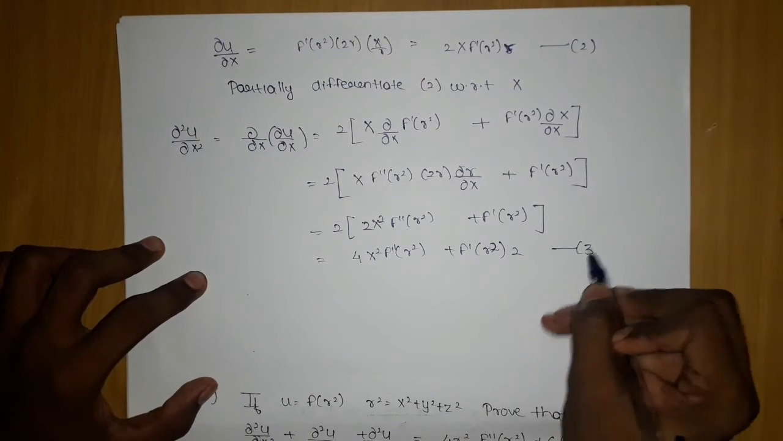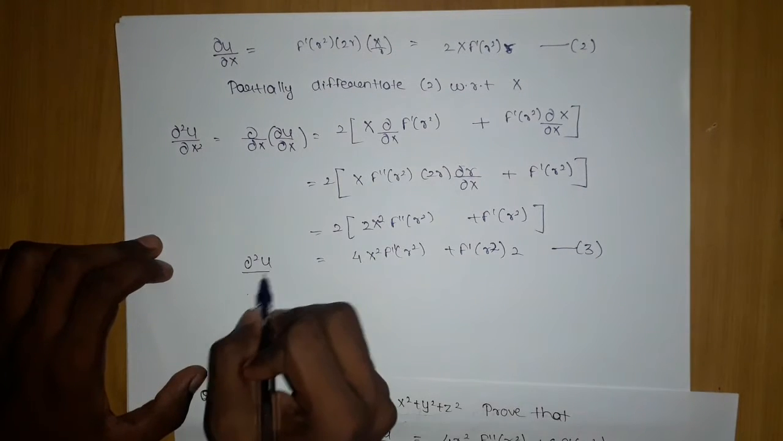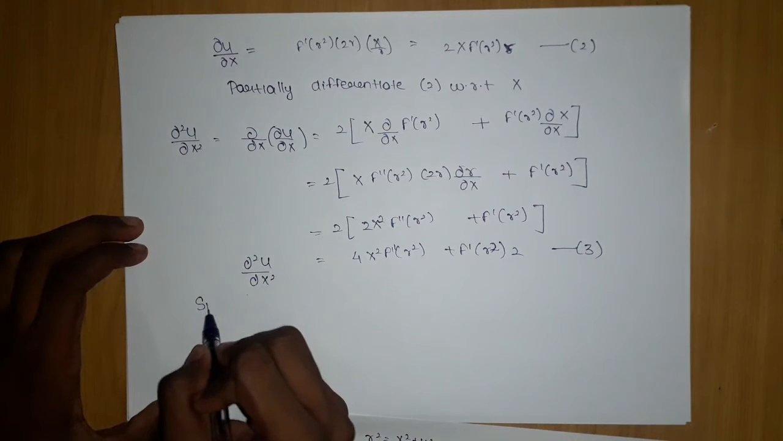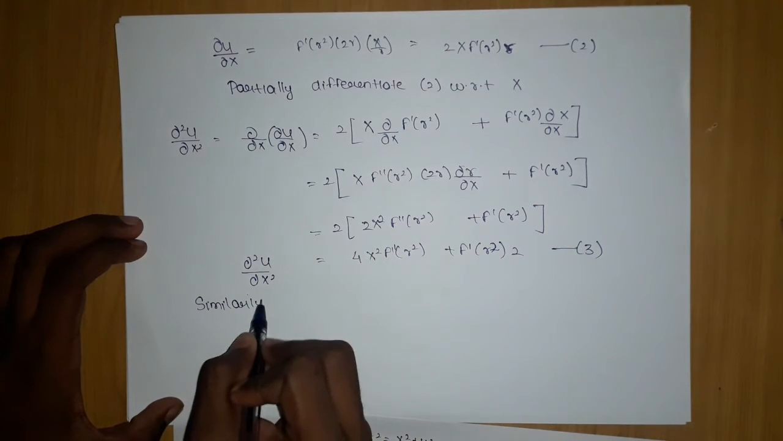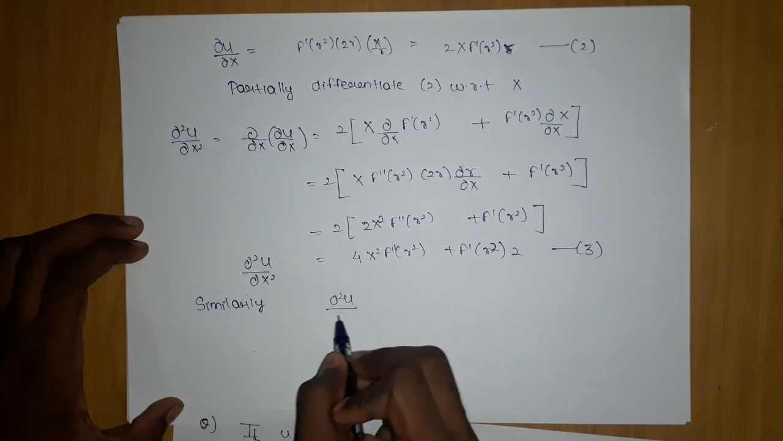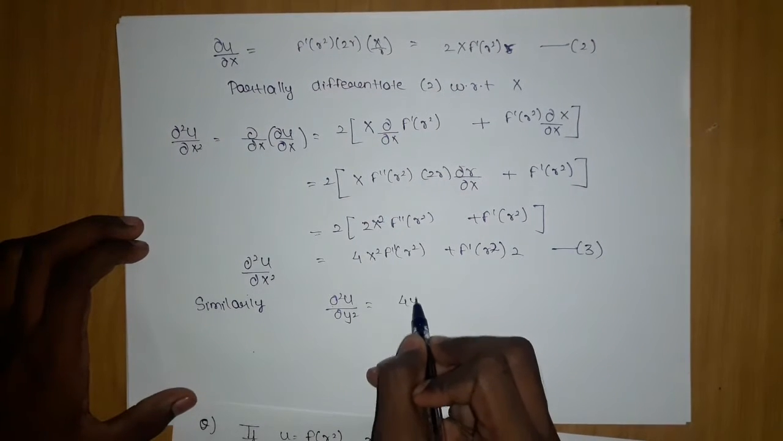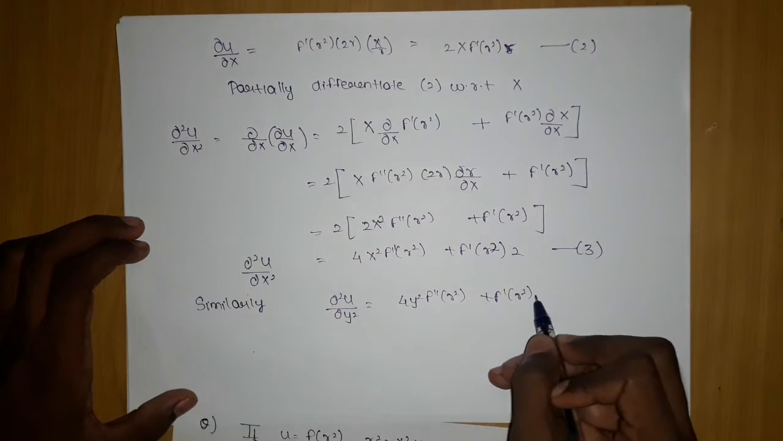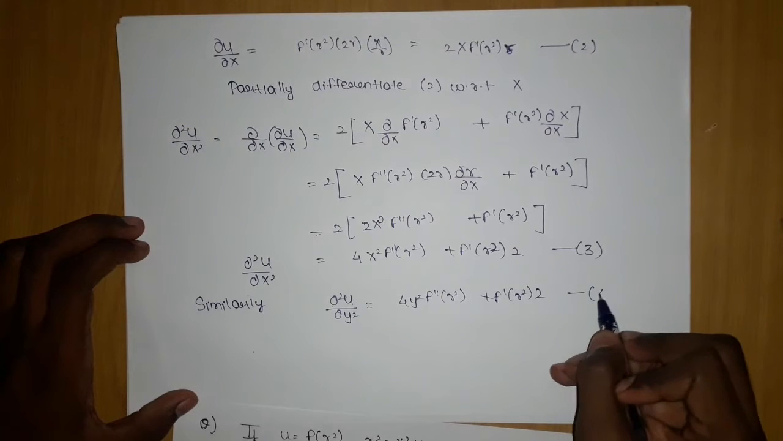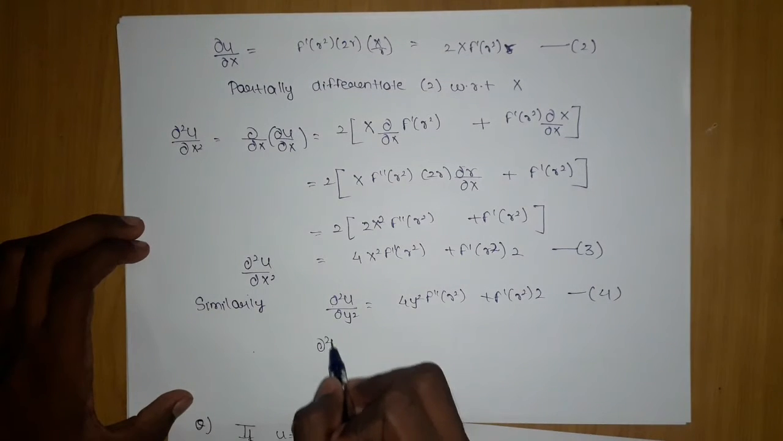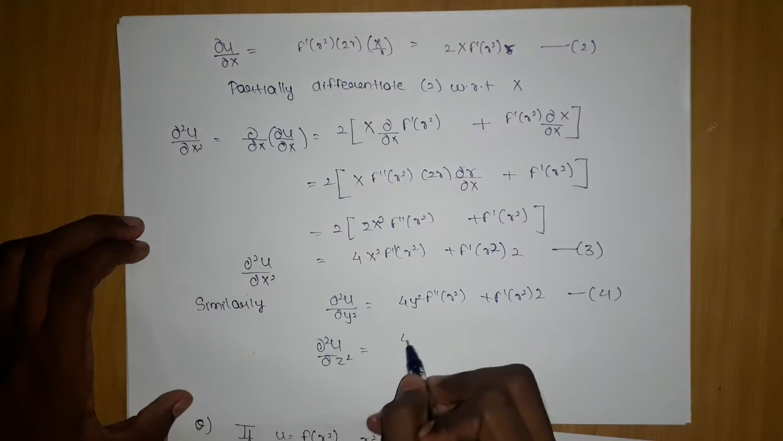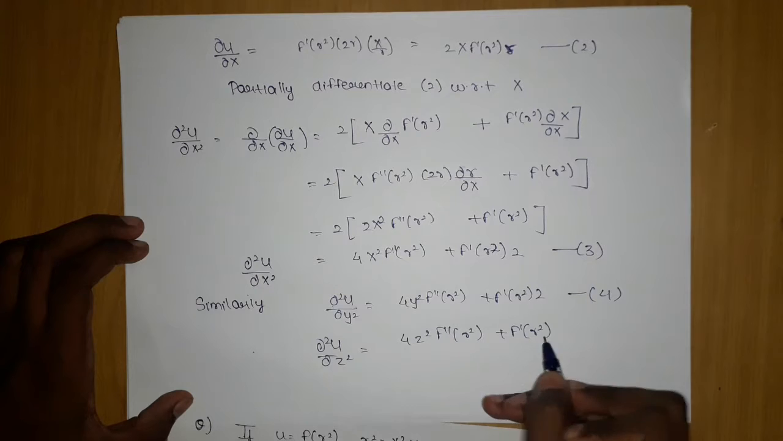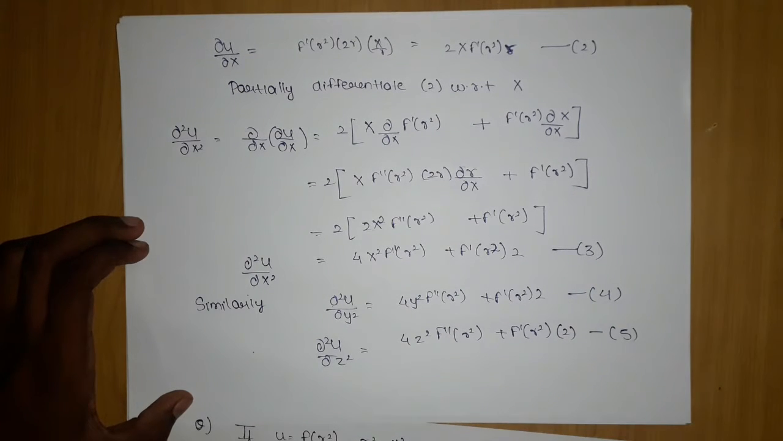Now I will call it as 3, which will be dou square u by dou x square. Now we will say similarly, dou square u by dou y square will be nothing but 4y square f double dash r square plus f dash r square into 2. Okay, so this will be my fourth equation. And similarly, dou square u by dou z square will be 4z square f double dash r square plus f dash r square into 2.